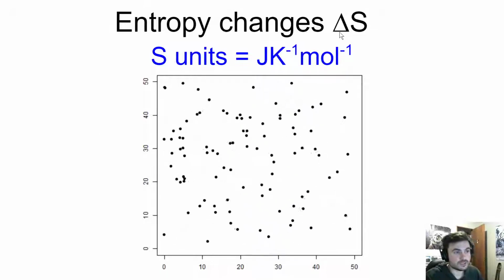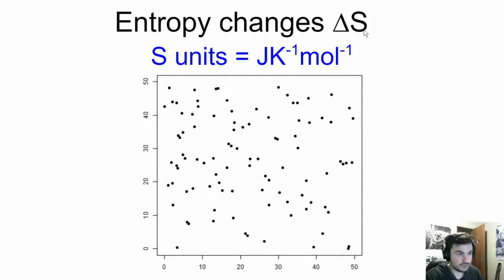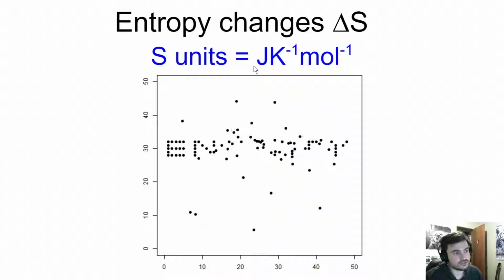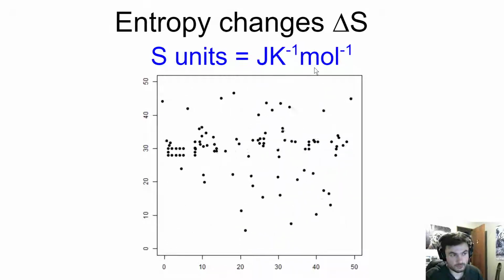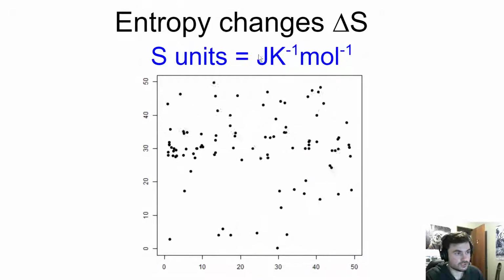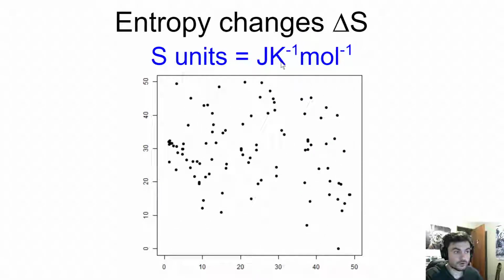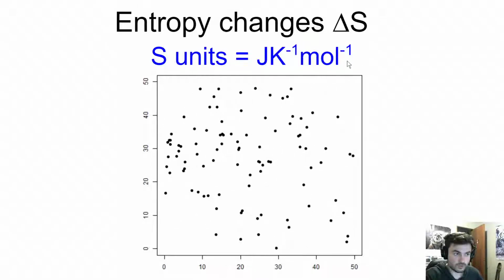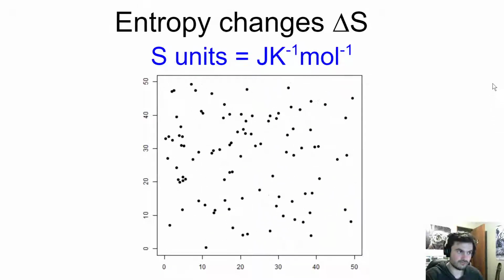We give it the symbol delta S, this means change in enthalpy, and we give it the units joules per Kelvin per mole. So a joule is just a unit of energy, per Kelvin a unit of heat, per mole how many molecules we have. Cool.